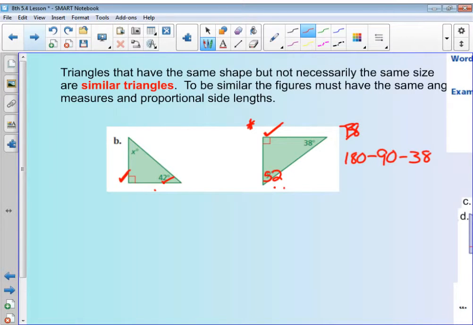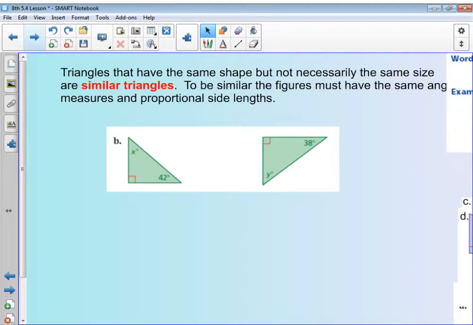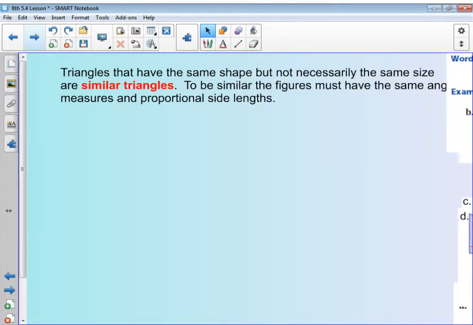If I want to check, I could solve for x on this side. I would take 180 minus 90 and then subtract off the 42. That gives me 48 for this one. We're off by 10 degrees on those two angle measures. They're not the same, therefore this would be a no. Explain why: because our angle measures are not the same. It's a yes if we end up with angle measures the same, and it's a no if we have different angle measures.